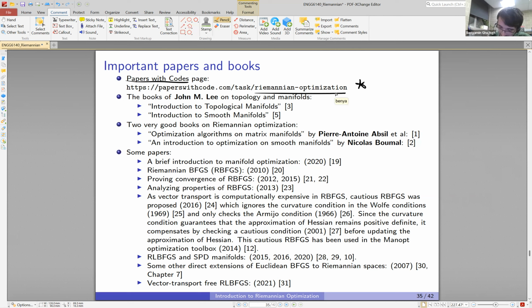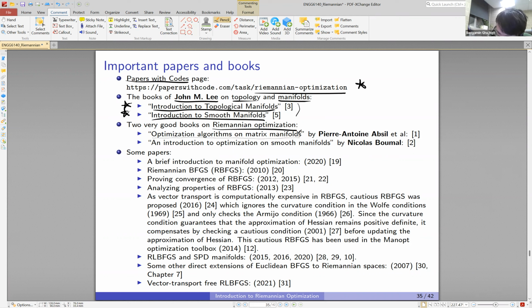It's interesting. Also, the books of John M. Lee on topology and manifolds. So there are two important books: Introduction to Topological Manifolds and Introduction to Smooth Manifolds. First, you need to read topological manifolds and then smooth manifolds, because the smooth manifolds are topological manifolds with some additional characteristics that we discussed in the slides. These are two important books published by Springer.